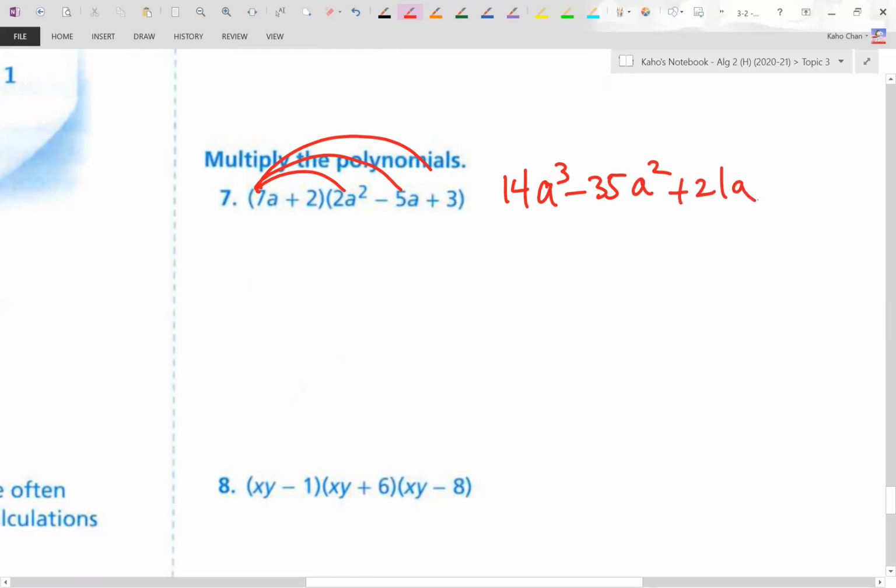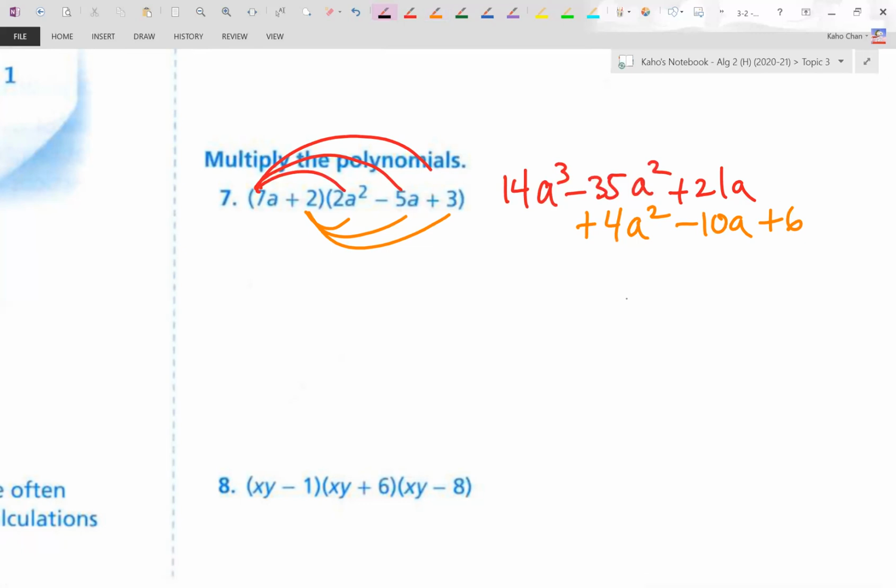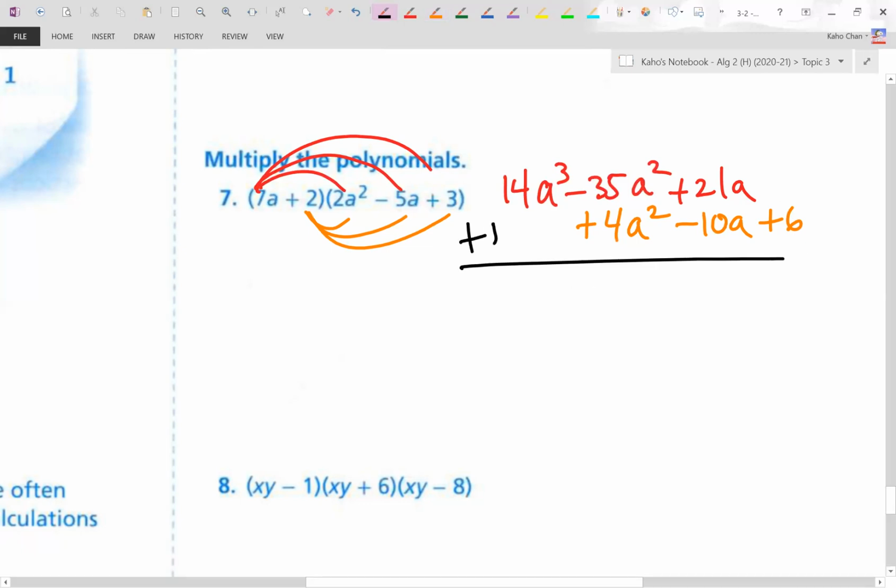Now, whether you use a box or not, if you don't, you can always line up the terms as you go. All right, the back half of this distributive property, 2 times 2a squared, will give me 4a squared. I'm going to put it right here. I'm lining up the terms and they're ready to go vertically. It's just a technique to save some time. 2 times negative 5a is negative 10a. And then, of course, 2 times 3 is 6. So all I'm doing is just lining them up and adding the terms themselves.